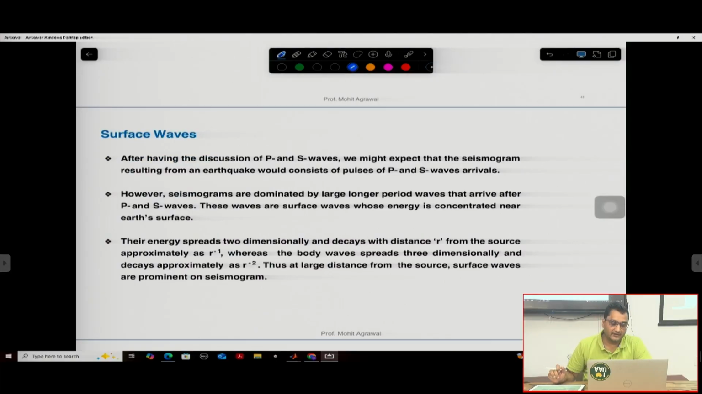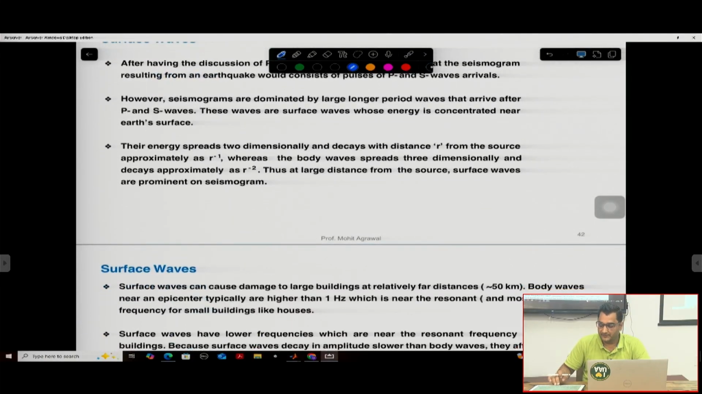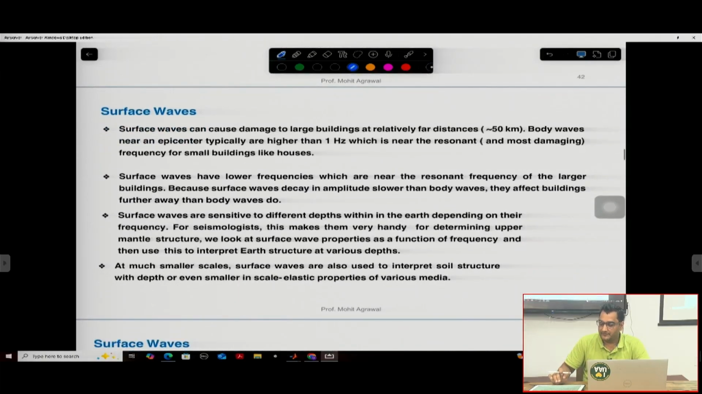We started off with surface waves. Surface waves on a seismogram are basically the longer period, larger amplitude waves that arise after the body waves. If you look at their geometrical spreading and compare it with the body waves, the surface waves have a smaller decay factor, and body waves decay faster than the surface waves. Surface waves basically cause damage to larger buildings at relatively farther distances.